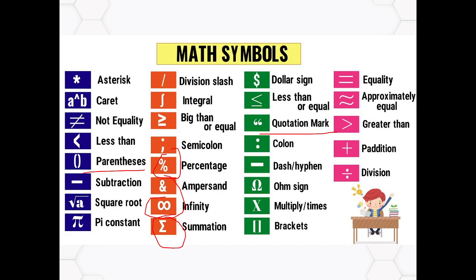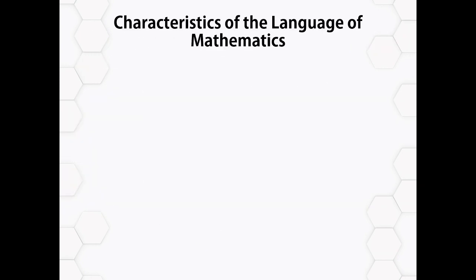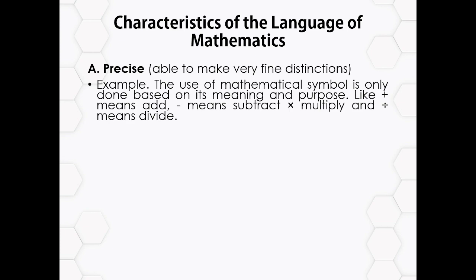Kasi ginagamit ng tao. At hanggat ginagamit ng tao, mag-evolve na mag-evolve yung mga symbols according to the research and according to the convention of mathematicians. The language of mathematics makes it easy to express the kinds of symbols, syntax, and rules that mathematicians like to do and characterize by the following. How do we characterize the language of mathematics? What are the characteristics of the language of mathematics? Unang-una, it is precise. The mathematical language is able to make very fine distinction.